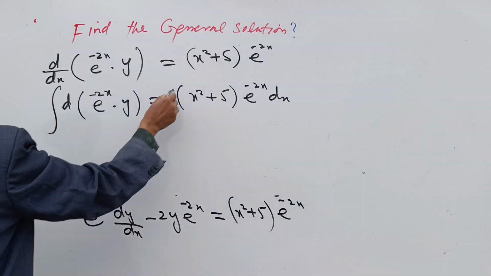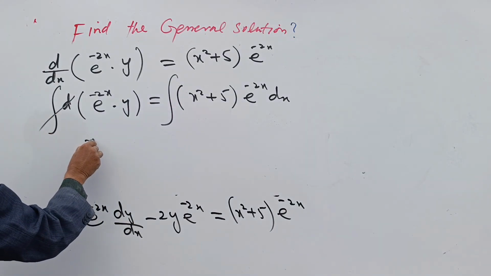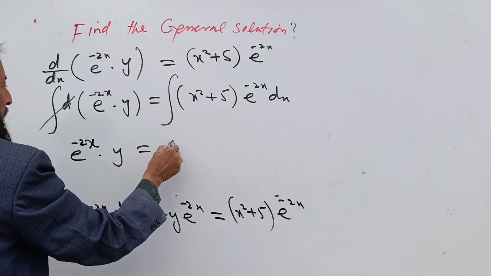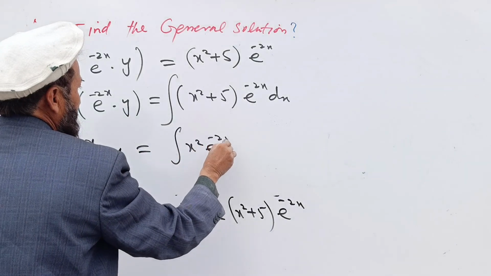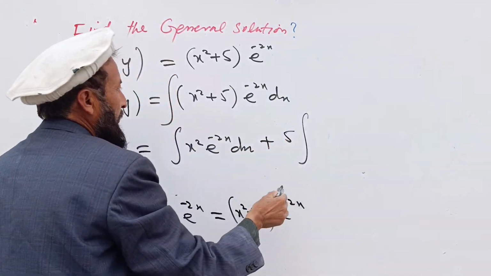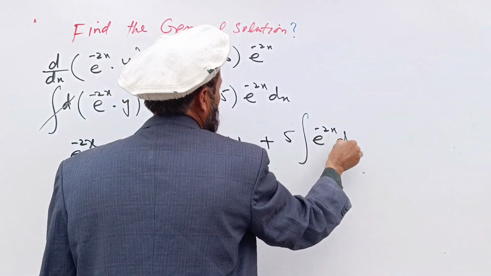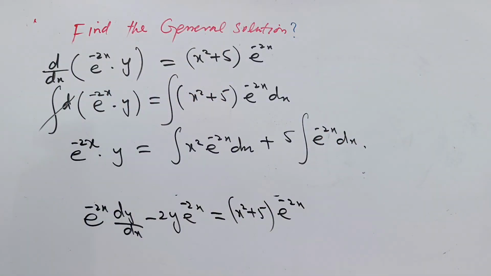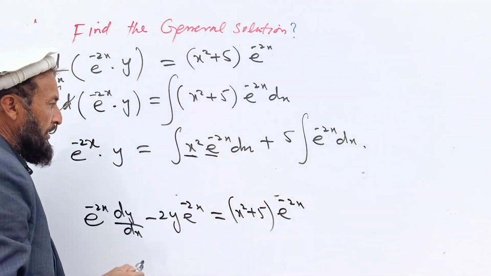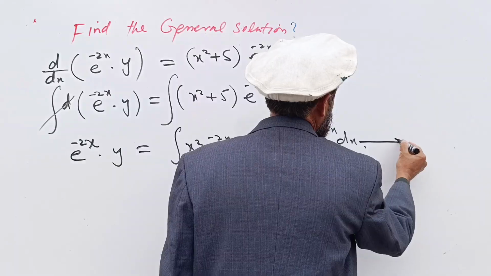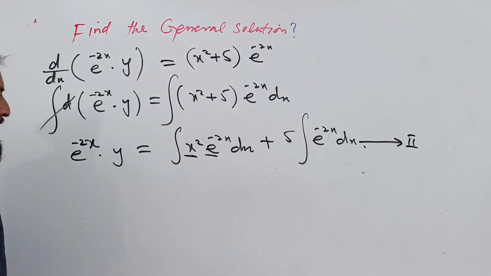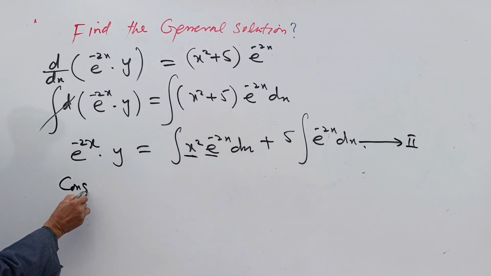Now applying integration on both sides, the integration and d cancel. e exponent of minus 2x into y remains, and on the right we expand: integral of x square e exponent of minus 2x dx plus 5, which is a constant outside the integration, integral of e exponent of minus 2x dx. Now the problem is that here we have two functions, one is the linear quadratic form and the other is equation number second. When we simplify the results, we will substitute the result here. Now we consider the term.